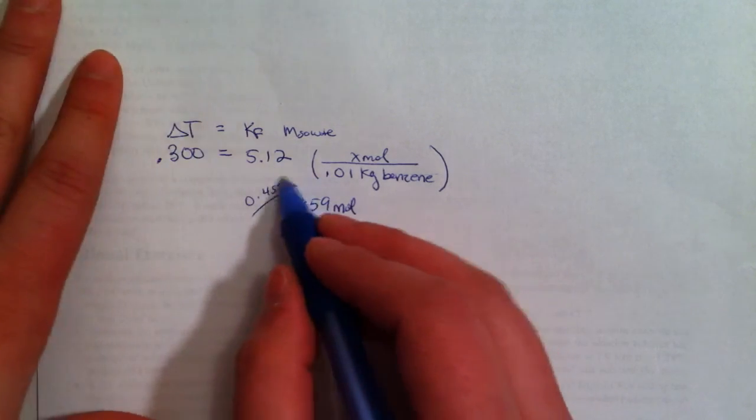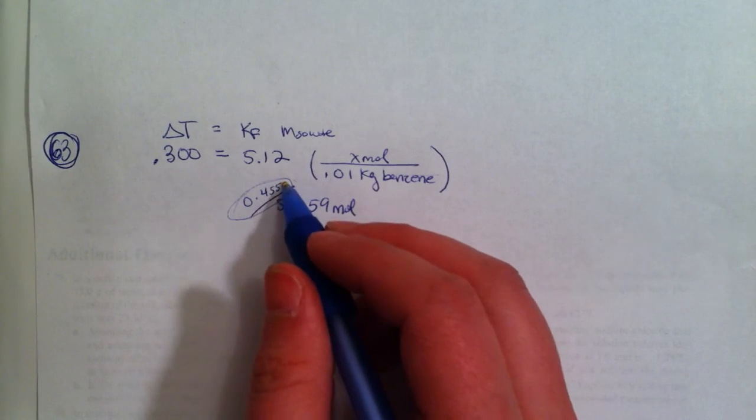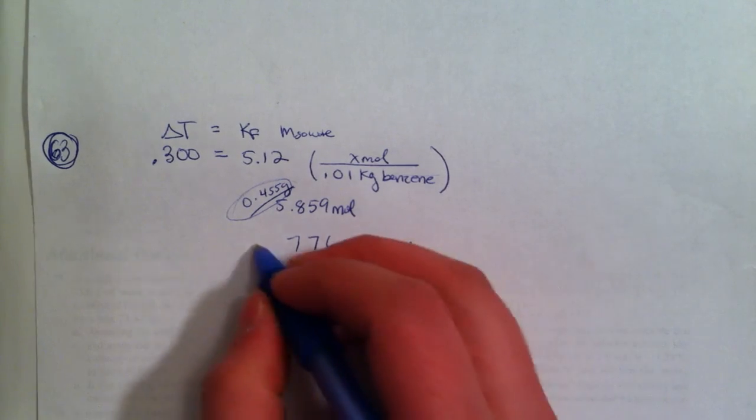And I know that I dissolved 0.455 grams, so I'll take grams divided by moles to find the molar mass.